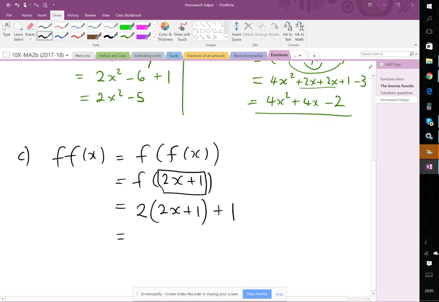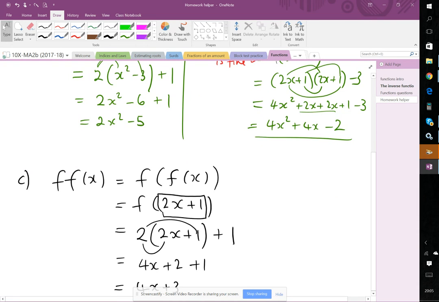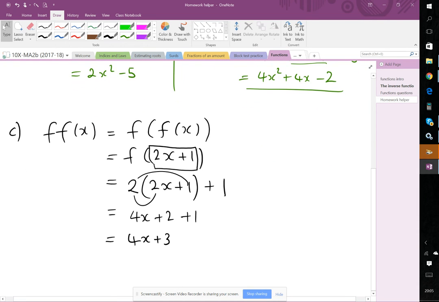Now this is a case where we really should multiply this out. It's nice and straightforward. 2 times 2x is 4x. 2 times 1 is 2. And add the 1 that's at the end. And we get 4x plus 3. Okay, so if there isn't a lot of multiplying out, squares and cubes and things like that, like there is here, I'd recommend you did a simplification job on it.